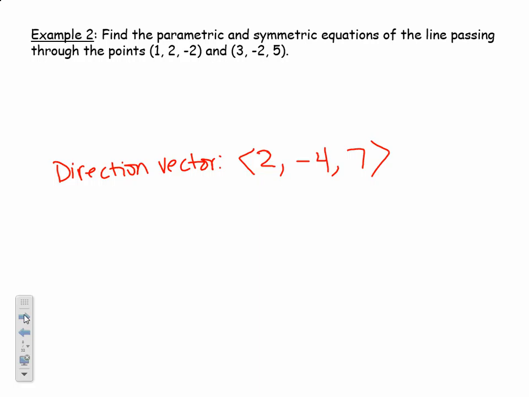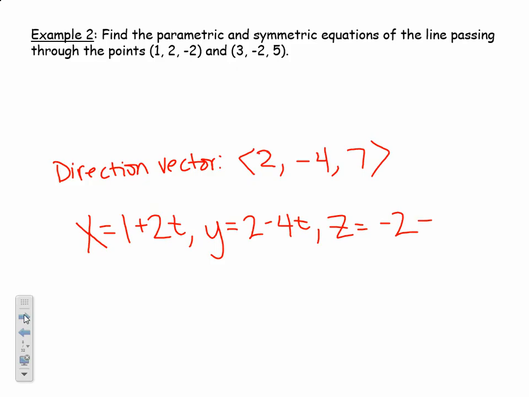So we could write x equals 1 plus 2t, y equals 2 minus 4t, z equals negative 2 plus 7t. If Jared wrote this and Graham wrote x equals 3 plus 2t, y equals negative 2 minus 4t, z equals 5 plus 7t, they would be describing the same line. They would just have to choose different t values to get the same coordinates. Does that make sense? Okay.